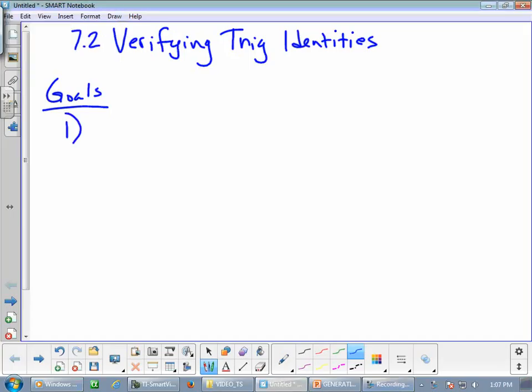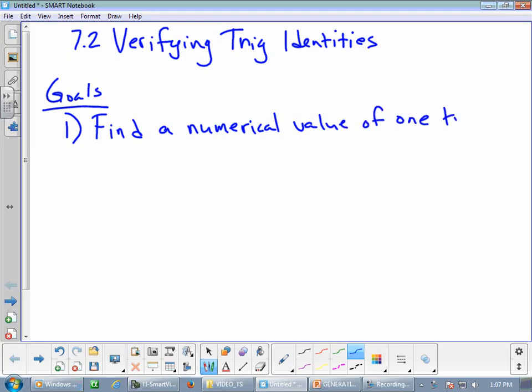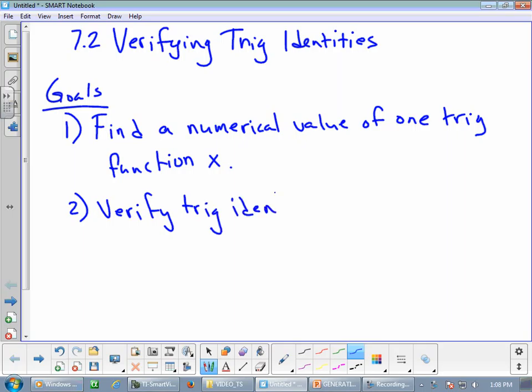All right, our first goal here in terms of our trig identities, we want to be able to find a numerical value of one trig function of x. And I think we're going to look at that first and get that out of the way so we can focus more on verification, which I think is really the important part here. Second, we want to verify trig identities. Those are our goals in this section.